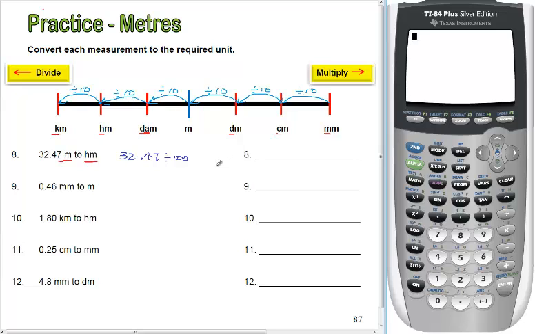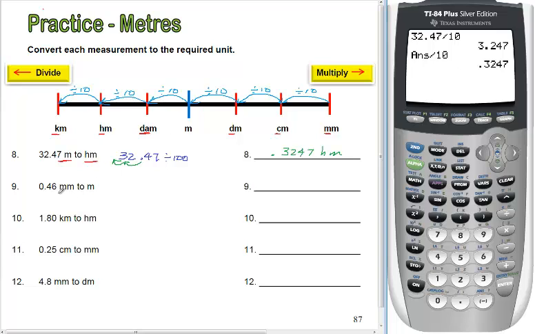Now, dividing by 10 moves the decimal place 1 place to the left. Dividing by 10 twice moves the decimal place 2 places to the left. So basically, you can either move the decimal twice, which gives you 0.3247 hectometers, or you can do them on your calculator, right? You could take 32.47 divided by 10, and then if you want, divide by 10. Up to you. But for every step, you divide by 10. Very simple. Okay?